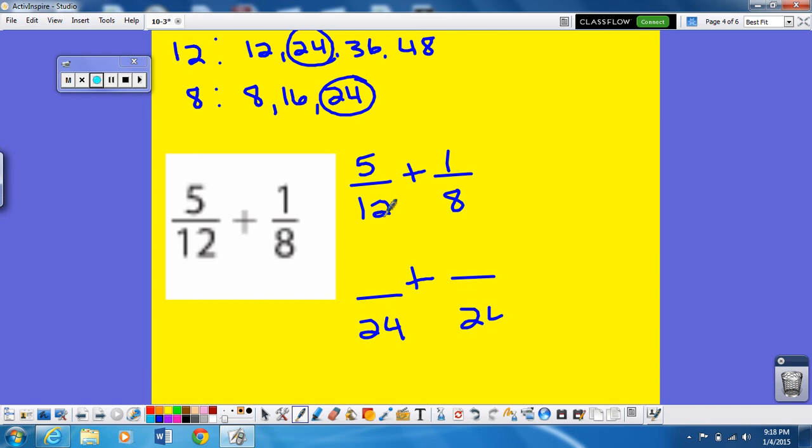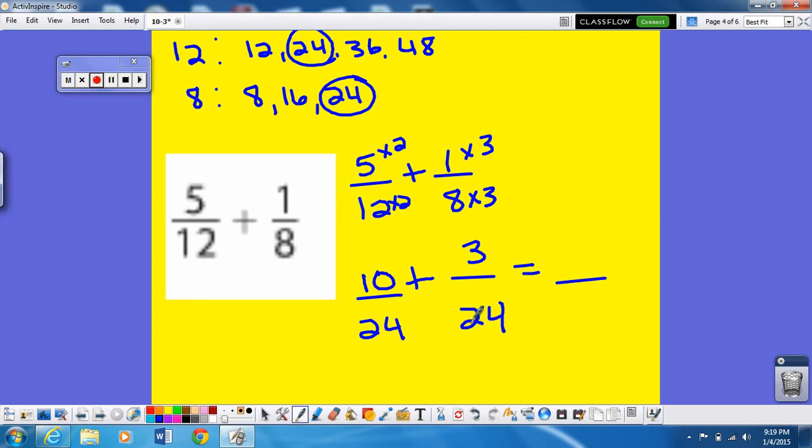All right, how did I get from 12 to 24? I did times 2, which means this has to be times 2 as well. That would become 10 24ths. So 5 twelfths and 10 24ths are equivalent fractions. How did I get from 8 to 24? Times 3, which means I have to do times 3 here. 1 times 3 is 3.